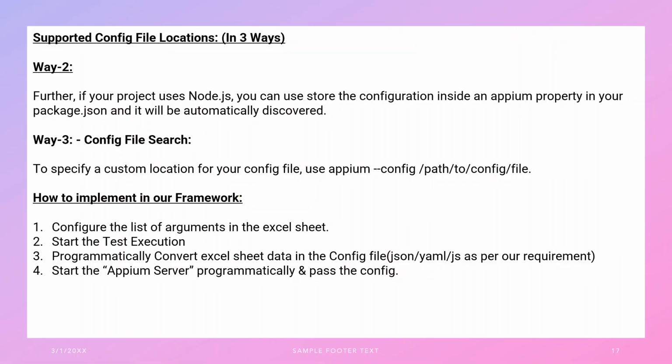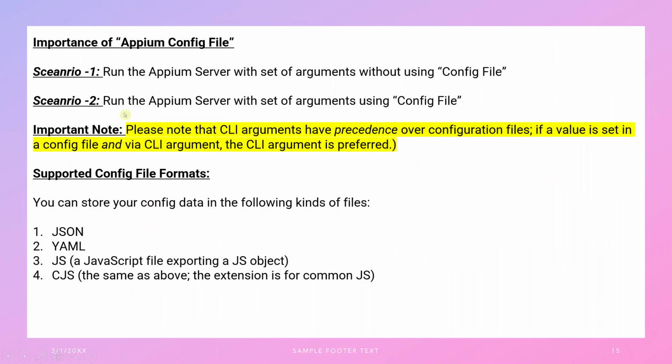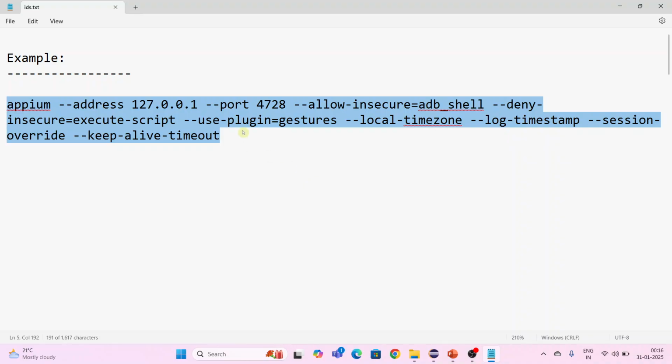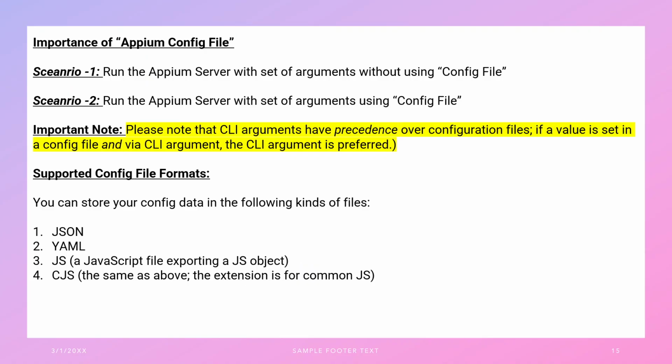Now we'll go to our second scenario. As I told, run the Appium server with a set of arguments using a config file. Same thing that I have used here: I ran this set of arguments to start the Appium server. Instead of writing this in a command prompt, I created a config file, that is the .json file, and I have provided a list of arguments here. Based upon this list of arguments, I am starting my Appium server.